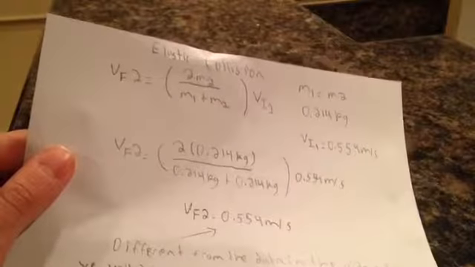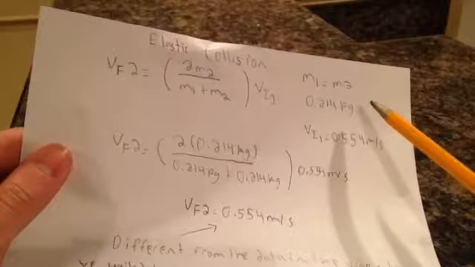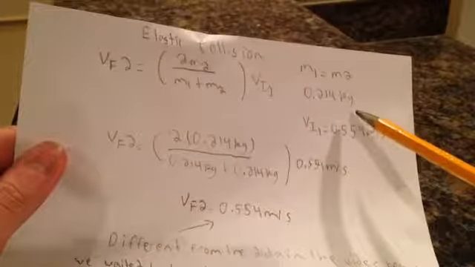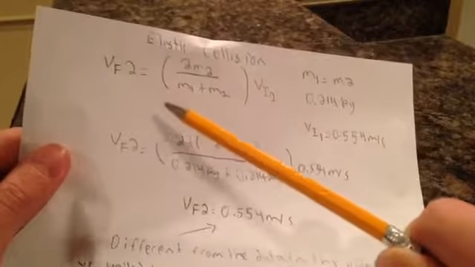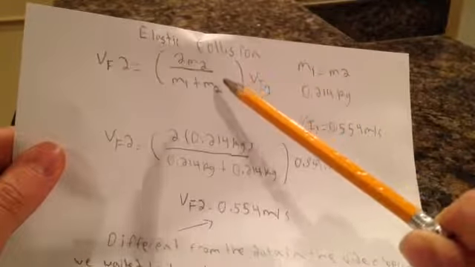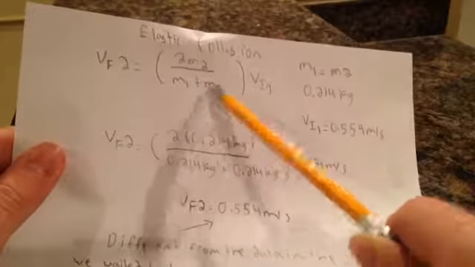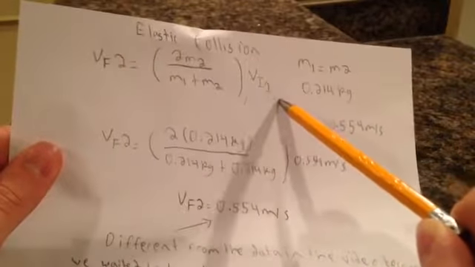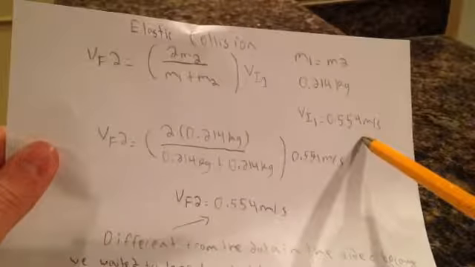This is an elastic collision where the mass of object 1 was equal to the mass of object 2. The mass of both the objects was 0.214 kilograms. The equation that we used was velocity final of the second object equals 2 times the mass of the second object divided by mass of the first object plus mass of the second object, all multiplied by velocity initial of the first object. Velocity initial of the first object was 0.554 meters per second.